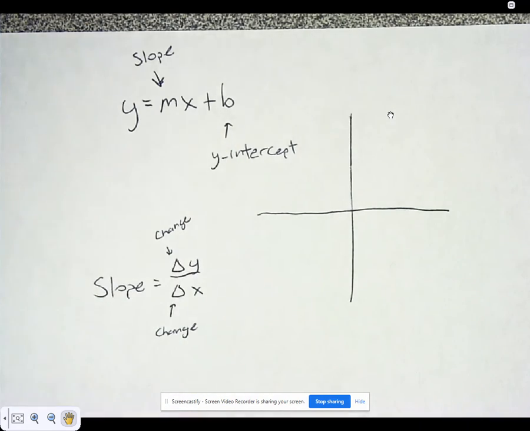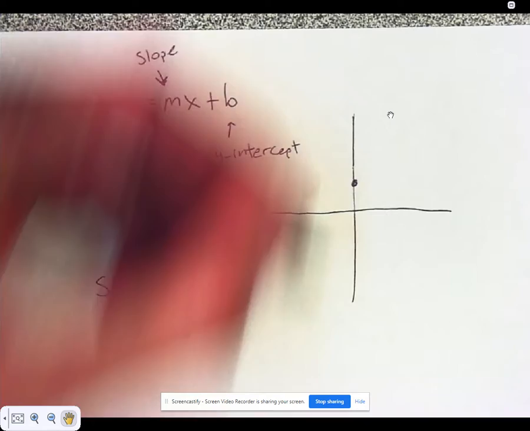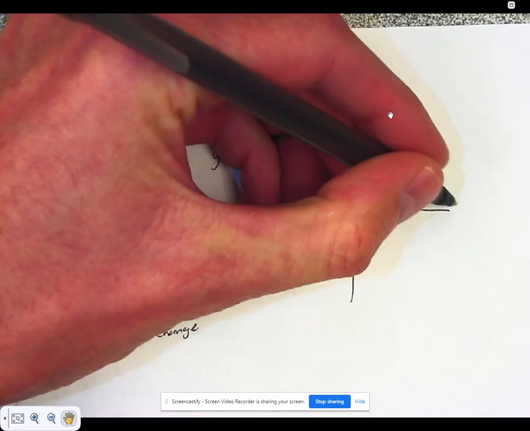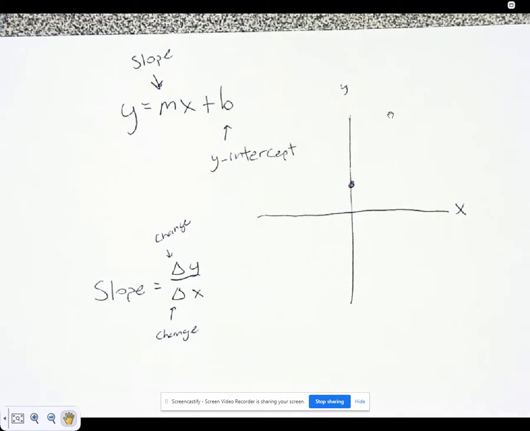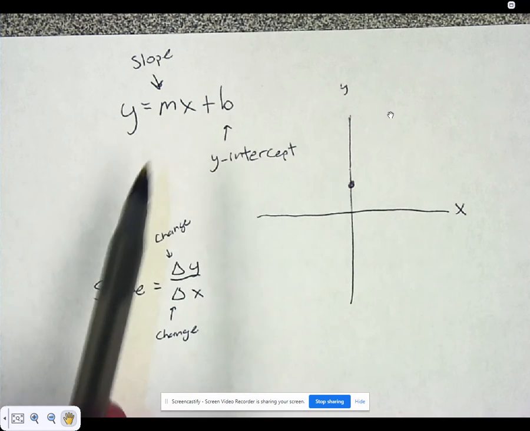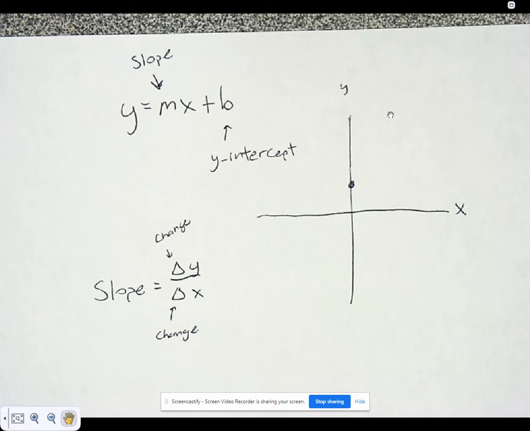So the starting point, I'm just going to make a random dot, is right there. Now the starting point is always on the y-axis. Remember, this is the y-axis, this is the x-axis. So the starting point is our y-intercept. It's where the line crosses the y-axis, and that's where our line is going to start from. The slope is going to tell us how things are changing.